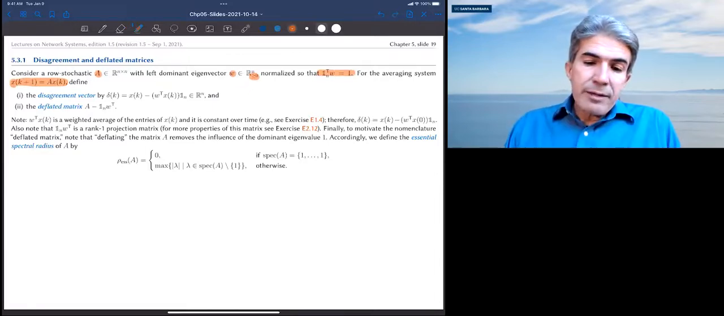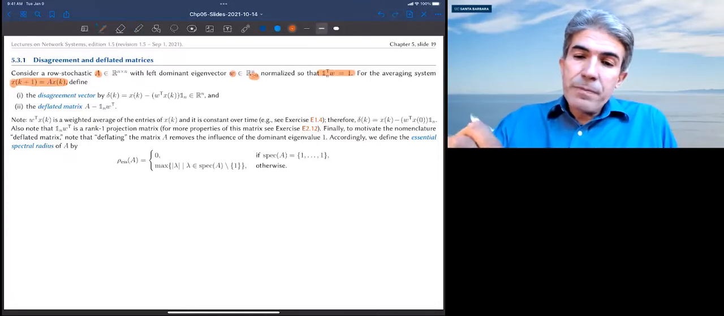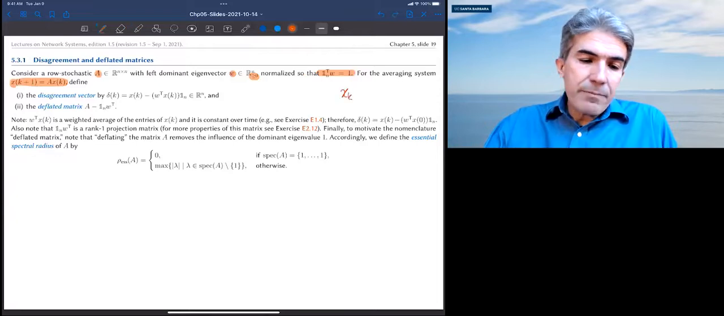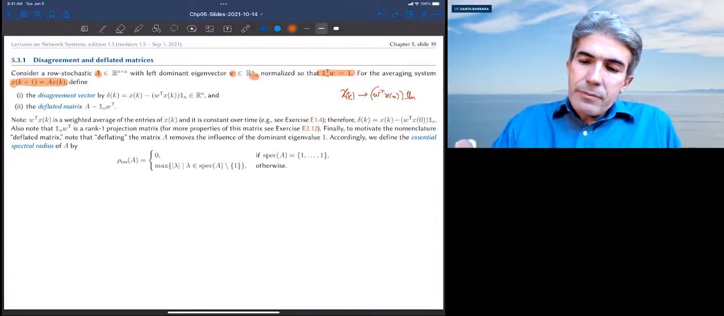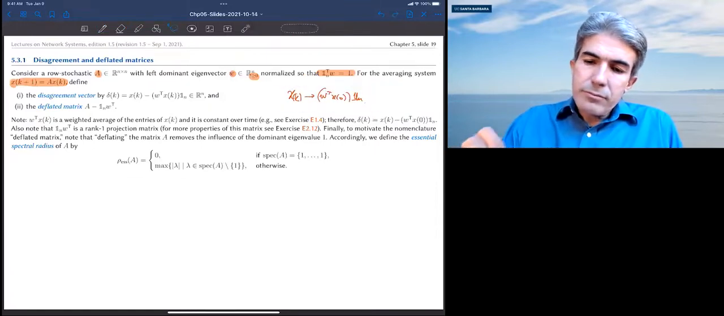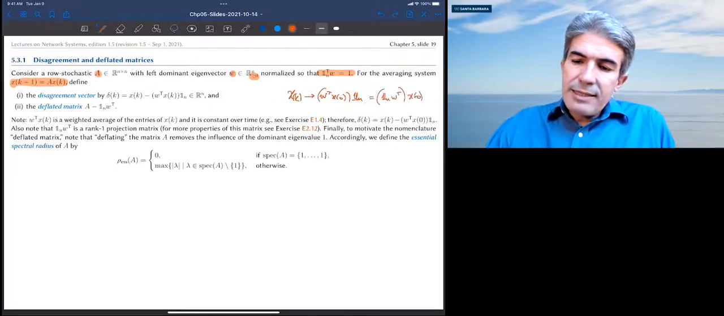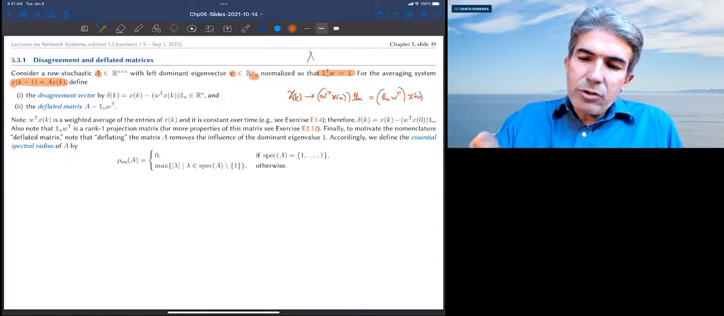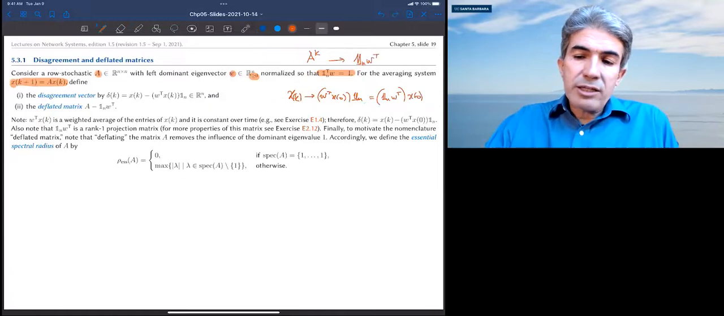We already have a suspicion that under mild conditions, what will happen is that x at k will converge to W transpose x at 0 times 1n, and another way to write that is with the matrix 1n W transpose, and that's because A to the k will, under some conditions, converge to 1n W transpose, right?